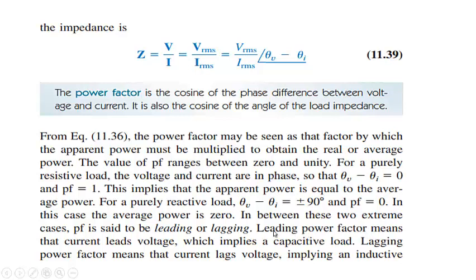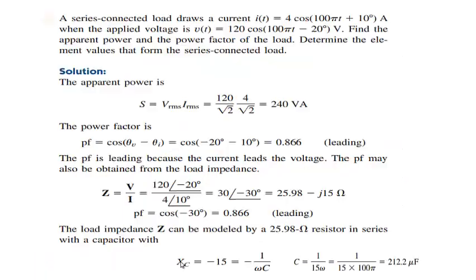So it is written over again. Leading power factor means the current leads the voltage, which implies a capacitive load. Lagging power factor means current lags voltage, implying an inductive load. Let us try to do one numerical. It will be quite evident from here.